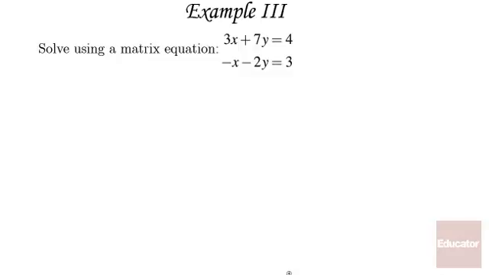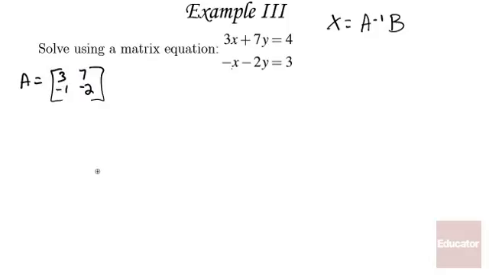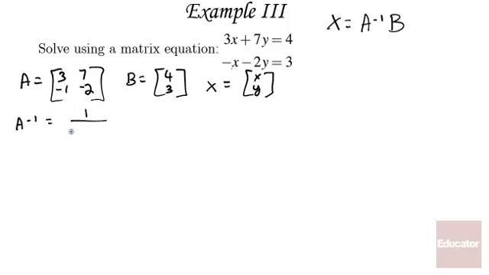Okay, example 3. Again, solve using a matrix equation. So I'm going to go ahead and find my 3 matrices that I'll need, because I eventually want to end up with X equals A inverse times B. So A is a matrix with coefficients of X, 3 and -1, and coefficients of Y, 7 and -2. Matrix B has elements that are the constants, 4 and 3, and then matrix X has the variables. Okay. Next thing is I don't need A, I need A inverse. And I'm going to recall my formula that this equals 1 over the determinant, AD minus BC, times this matrix.